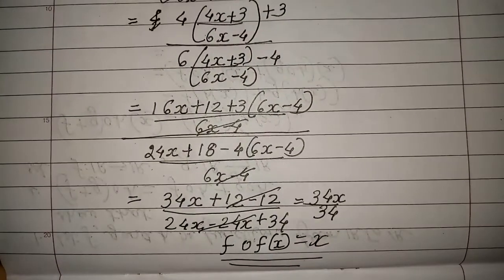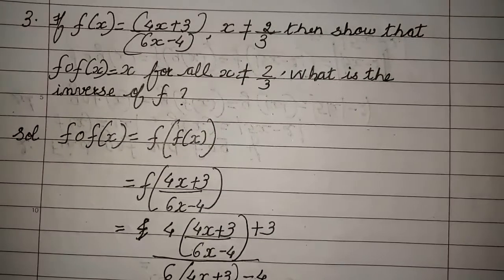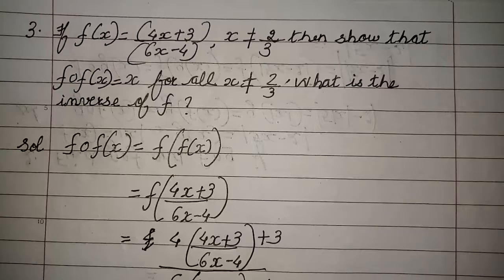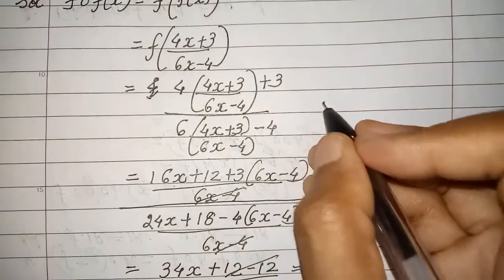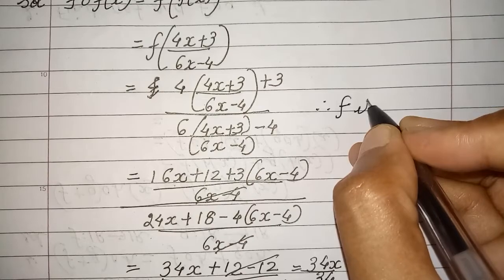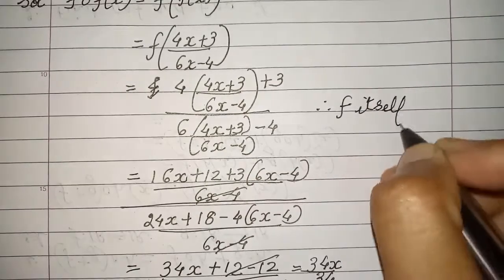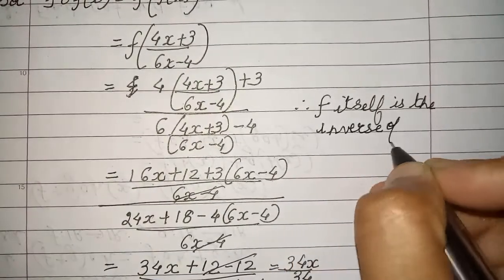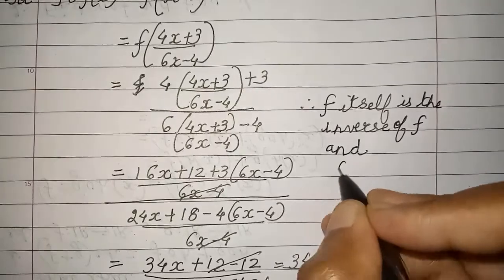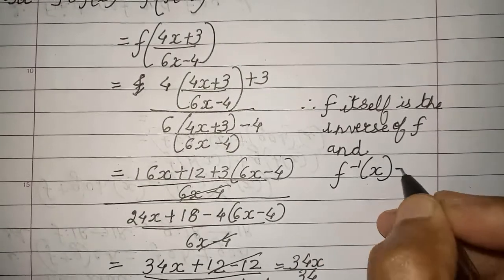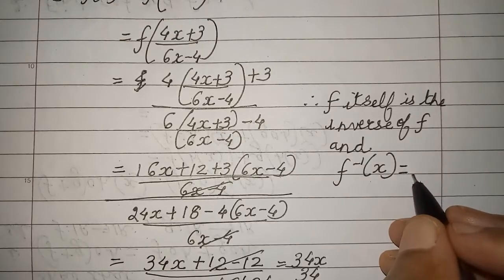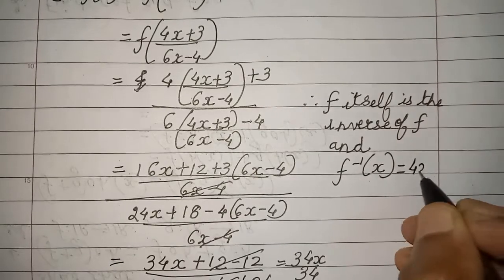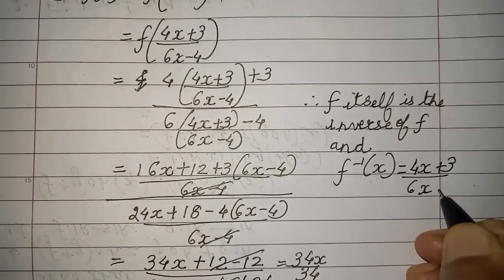Alright, I've got f composite f of x equal to x, which is required in my question, right? Where your x is not 2 by 3. So this proves the definition of invertible function. So here I can conclude, therefore, f itself is the inverse of f. And how will be the inverse value? How will be the pre-image looking, or how will be f inverse looking? It will be having images under f inverse as (4x plus 3) upon (6x minus 4).